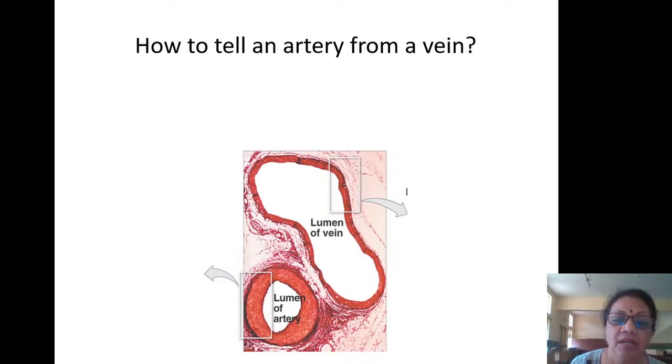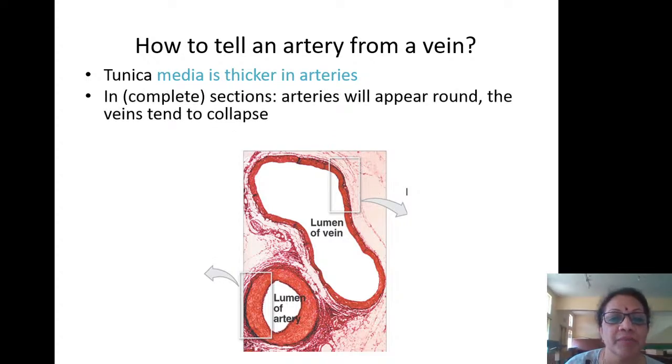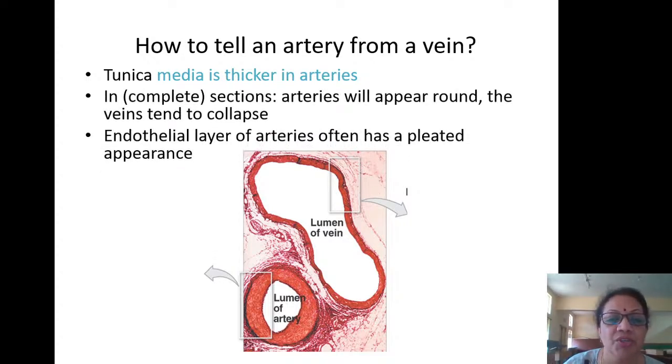So how will you tell an artery from a vein? Can you see? The artery is thick-walled, and seems to have a tighter, rounder lumen, whereas the vein is thin-walled and has a much wider lumen. These are an artery and vein of the same organ. Usually they travel together in a vascular bundle into and out of the organ. Surprisingly, the vein is a much bigger dimension vessel. The tunica media is thicker in the arteries, which will appear round, and the veins will be collapsed in shape.